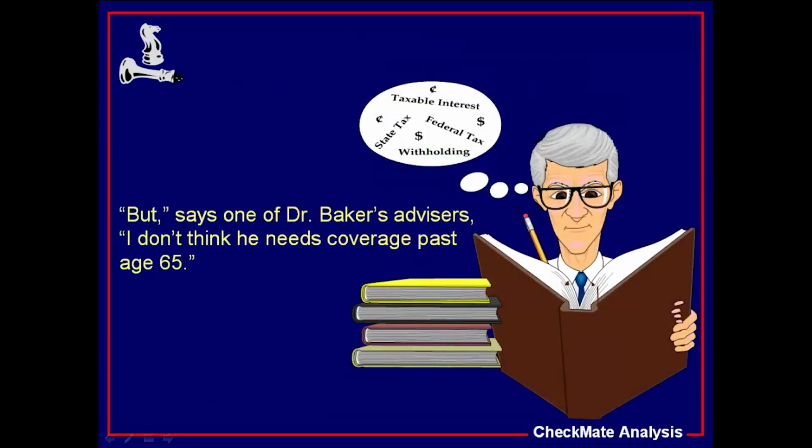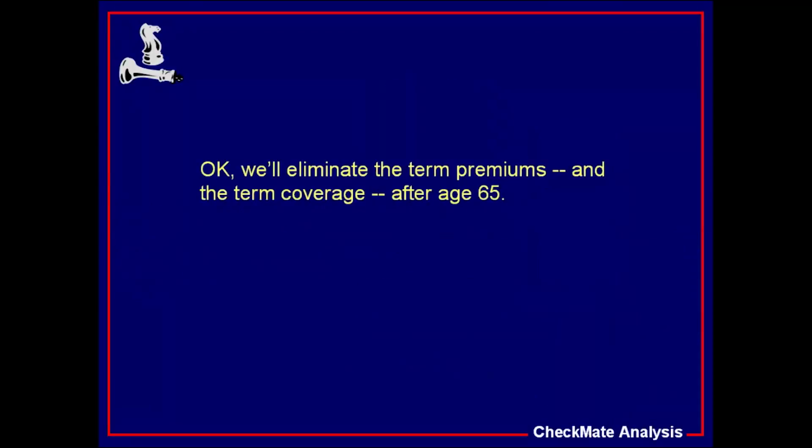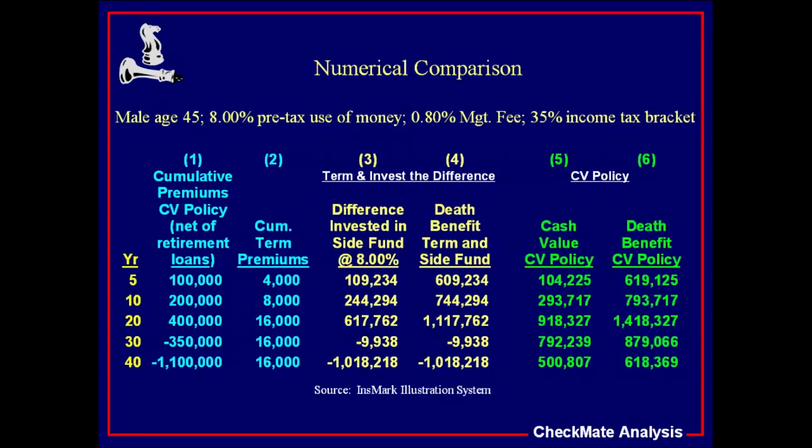Now, what if Dr. Baker's advisor says, I don't think George needs coverage past 65? I suggested at 45 that's probably not a sensible thing to make a firm decision on, but let's follow the logic. Okay, we'll eliminate the term premiums and the term coverage after age 65. So my summary illustration here, if you look at column 2 for a second, is just the $800 for the first 20 years, $16,000, then freezing at $16,000. And of course, no death benefit after the 20th year either, because there's no term premium.